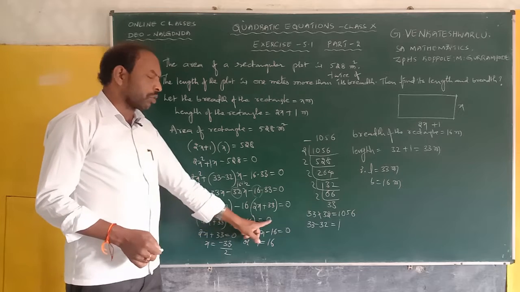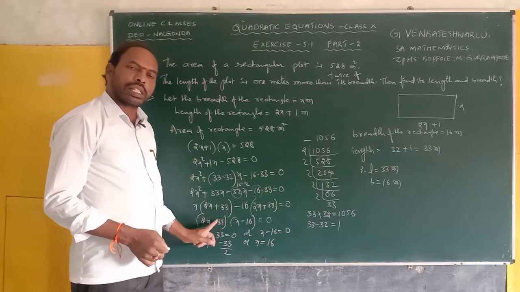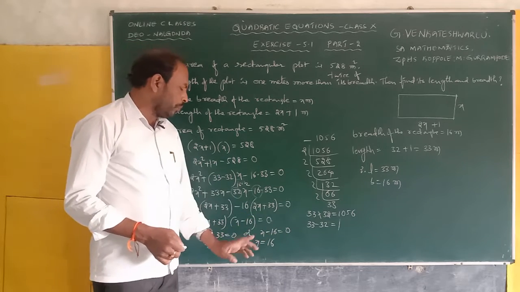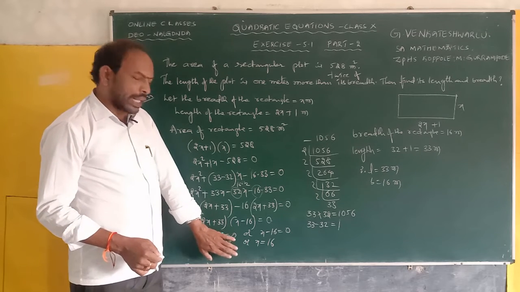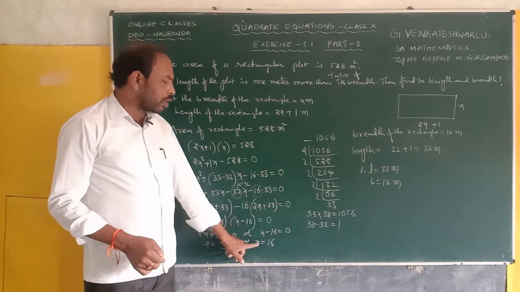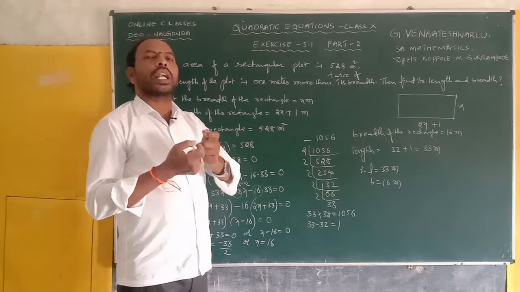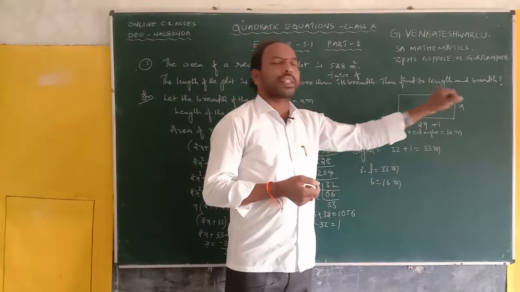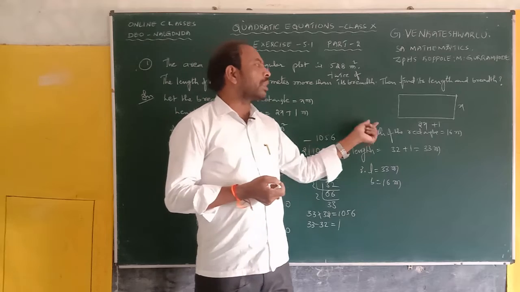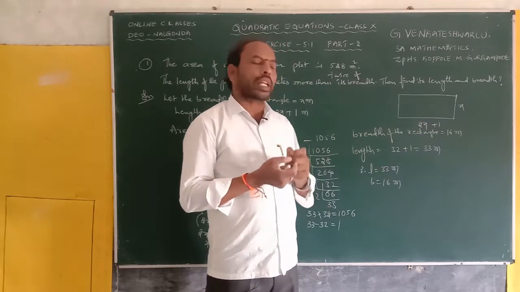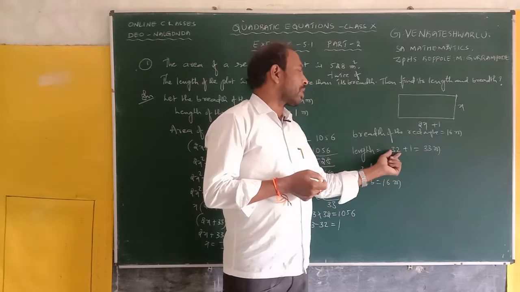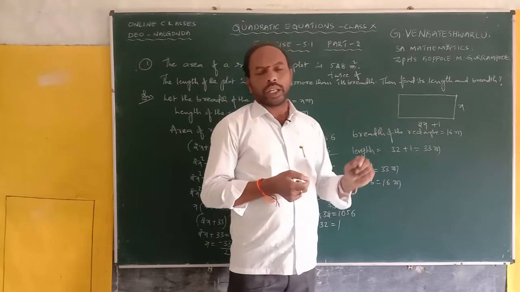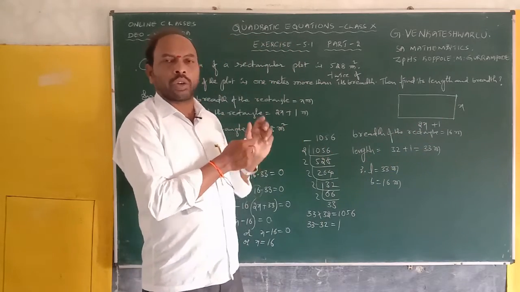The product will be equal to 0, which means either this one or this one is equal to 0. So the x value comes out negative, which is not possible. That's why x equal to 16 is taken into consideration. The breadth of the rectangle is 16 meters, and the length of the rectangle is 1 meter more than double its breadth, that is 32 plus 1, 33. Here it is the solution. I think you are following.